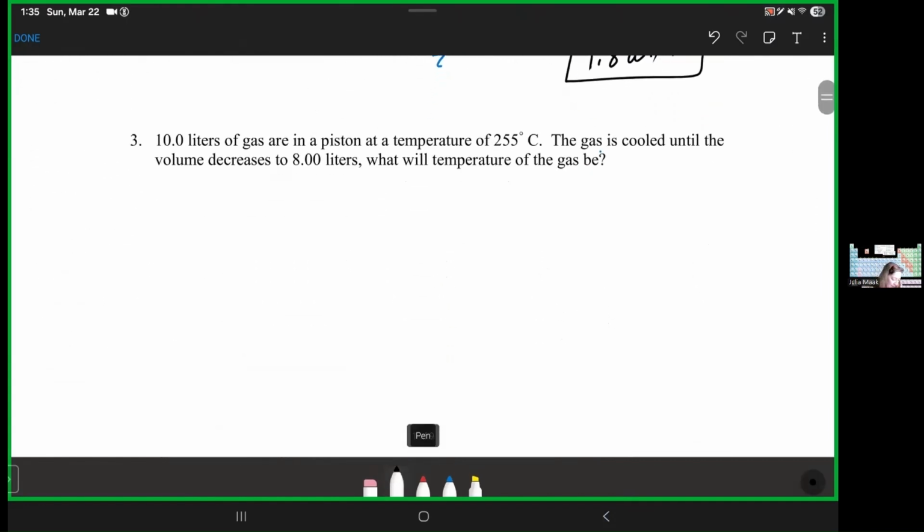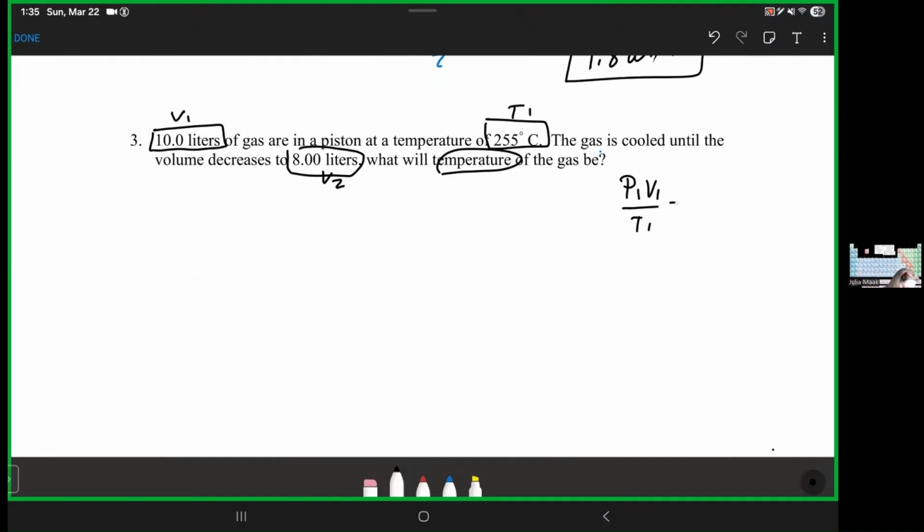Okay, so let's look at this one here. I have a volume. I have a temperature. Gets cooled. Here's my second volume. And they're asking about my temperature. So because I've been given 2 volumes, we know we're going to P1 V1 over T1, P2 V2 over T2. Okay, if you want to write all of those down over here, you can. It's V2. Okay, my first pressure was never mentioned.